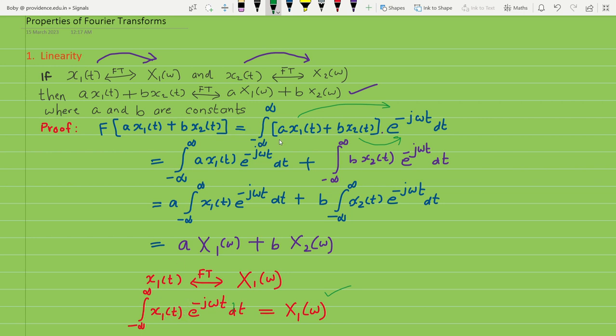So by using the definition, we can put the Fourier transform of a x1 of t plus b x2 of t in this way. That means we have to multiply these two terms with e power minus j omega t dt. So now it becomes the integral from minus infinity to infinity of a x1 of t into e raised to minus j omega t dt, where we are multiplying the first term with e raised to minus j omega t, plus the second term b x2 of t into e raised to minus j omega t.